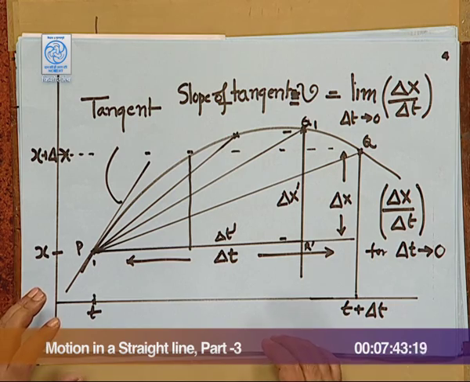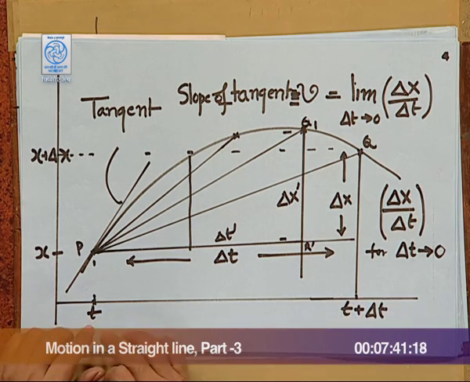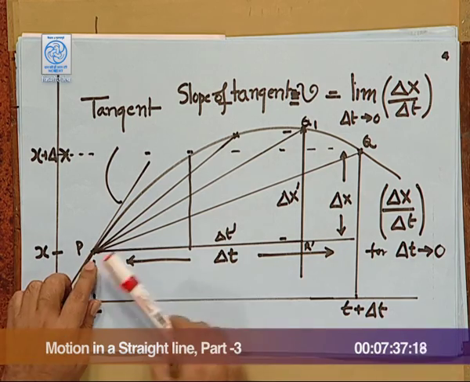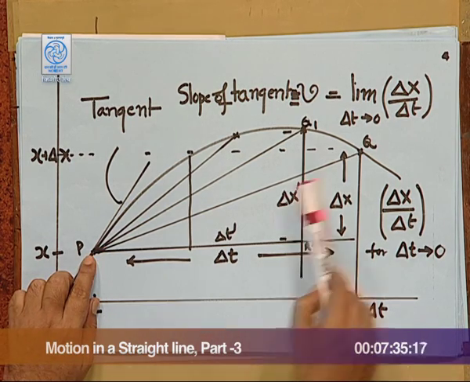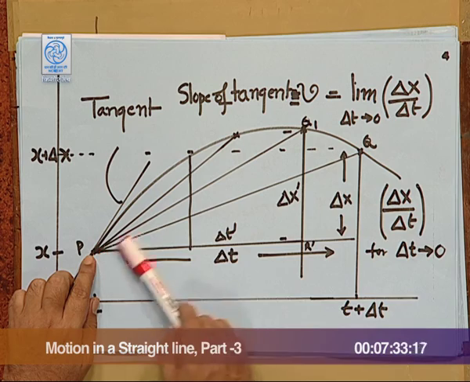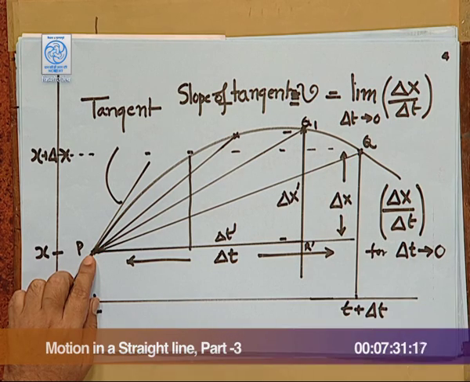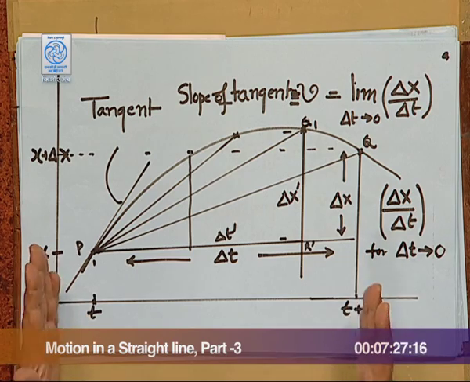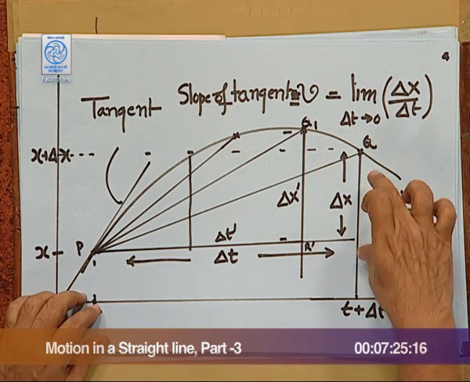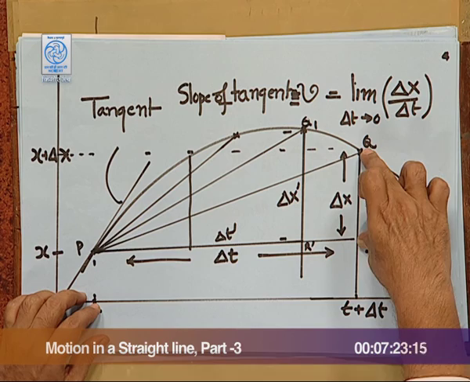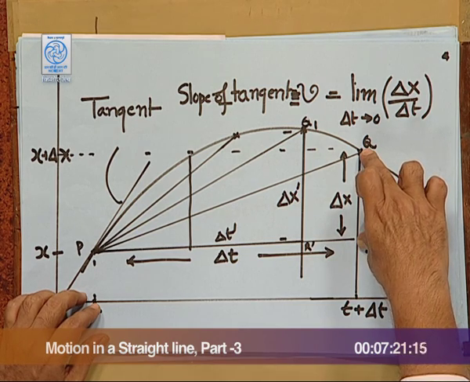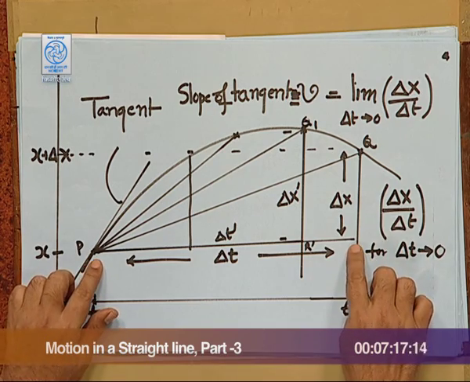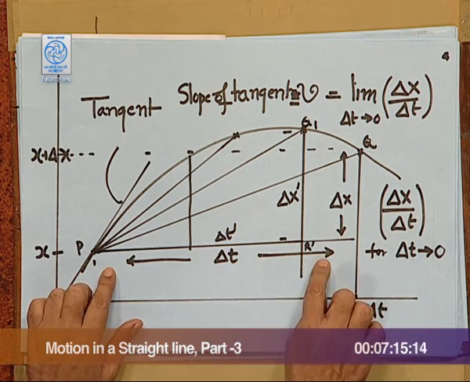Now, to find the average velocity in the interval t and t plus delta t, what we do is join this point P to point Q and you get this line. Now, in the interval t and t plus delta t, that is the time gap being delta t, the change in position is given by delta x in the figure, which is shown as delta x. The time interval is delta t, which is indicated.